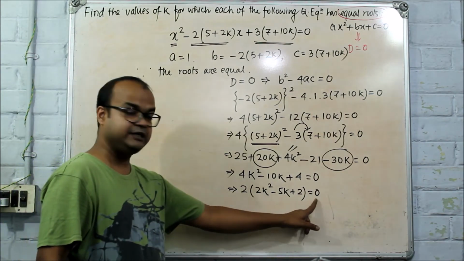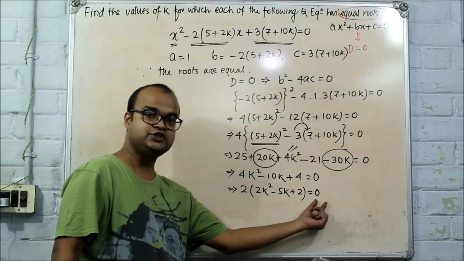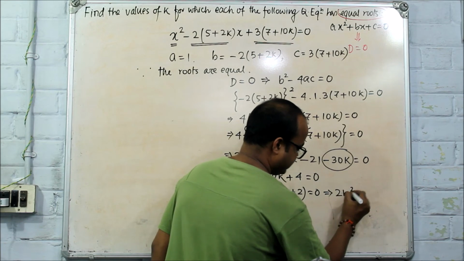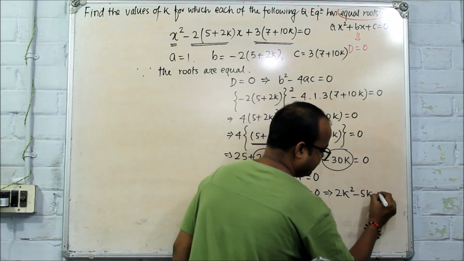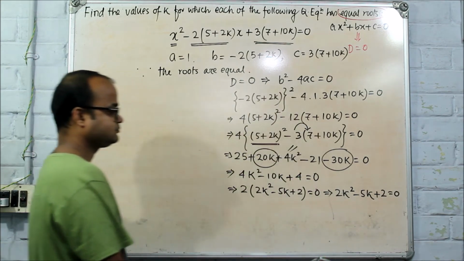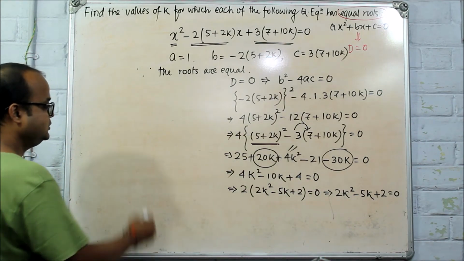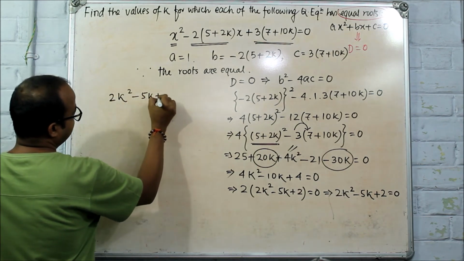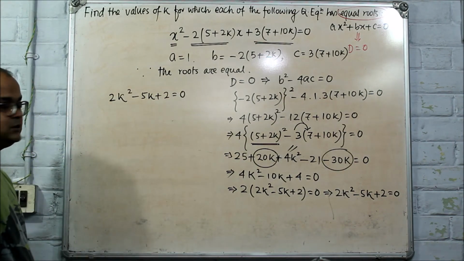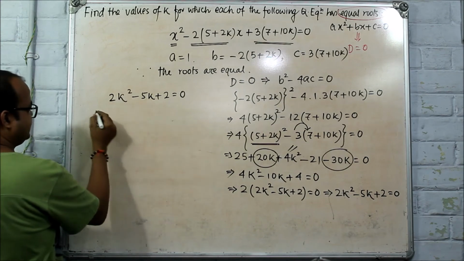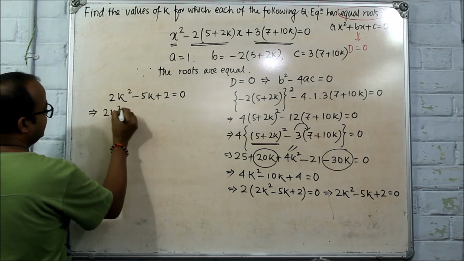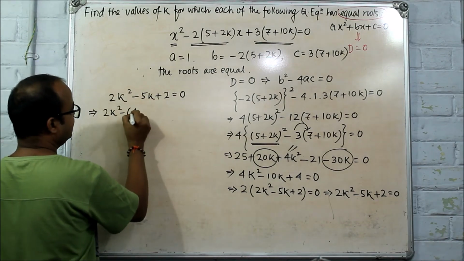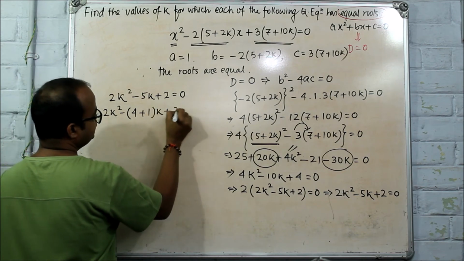If you divide both sides by 2, 0 by 2 is equal to 0. So we are getting 2k square minus 5k plus 2 is equal to 0. If I apply the factorization method, then for 2k square the product is 2 into 2, 4. So 5 can be written as 4 plus 1.